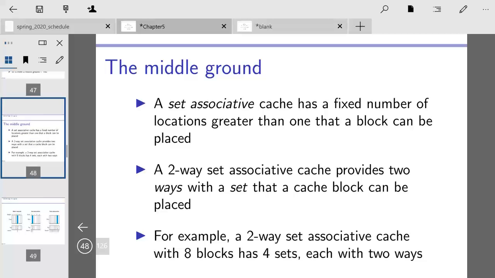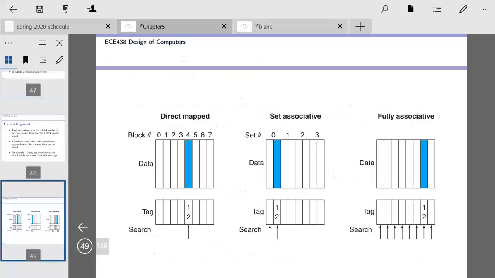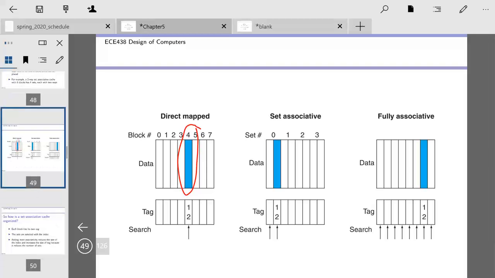Okay, so it's time for a diagram. I really like this diagram because it shows all 3 of the placement strategies. We have the 2 opposite ends. Let's look at those. Direct map: we have a particular block, and it can only be placed in one particular location. And then we have set associative.